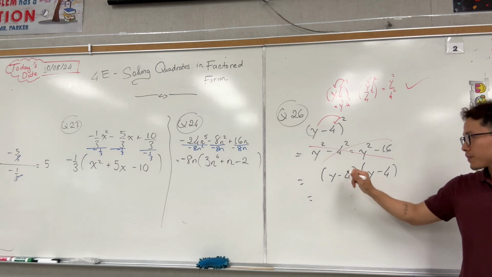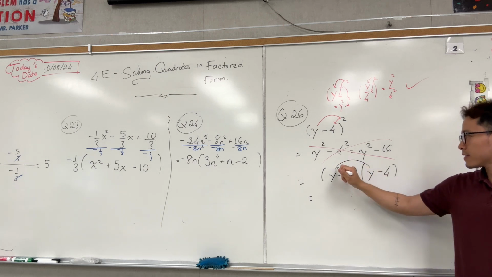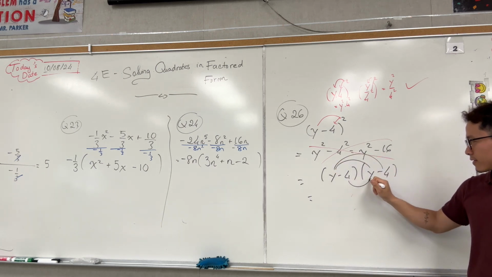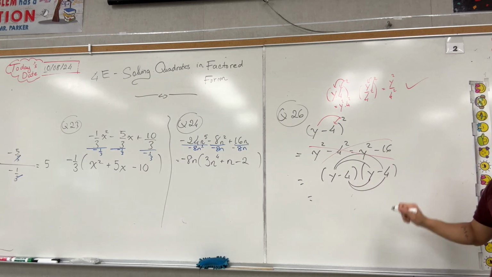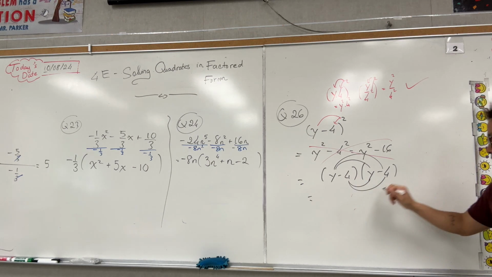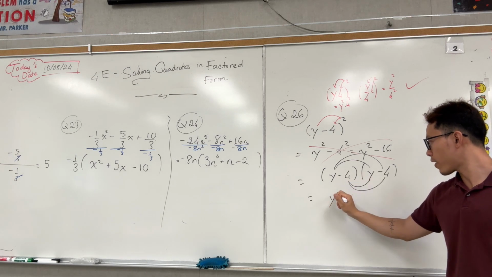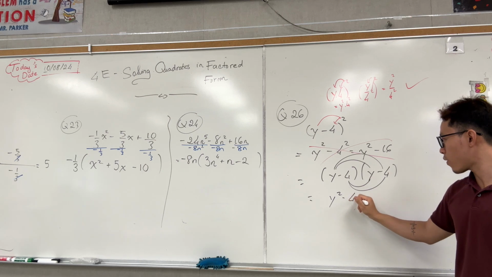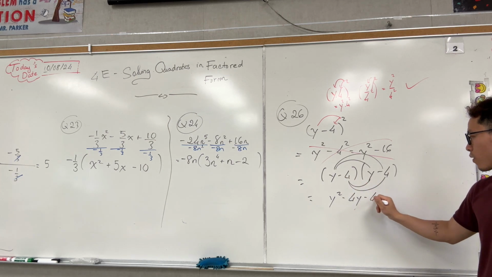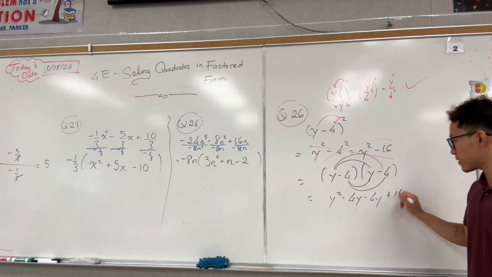You're going to solve y times y. Yes. And then y times negative 4. Very good. And then negative 4 times y. Yeah, what is it called? FOIL. Okay. Give Moses 1 point. Y times y is y square. Y times negative 4 is negative 4y. Negative 4 times y is negative 4y. Negative 4 times negative 4 is 16.